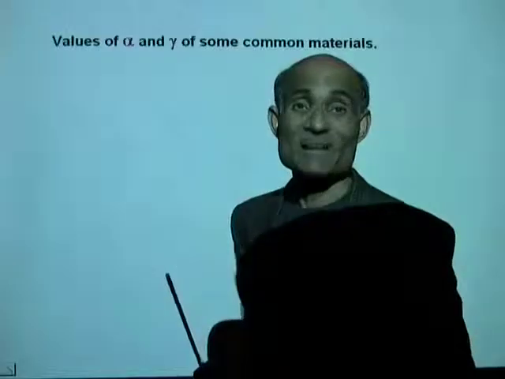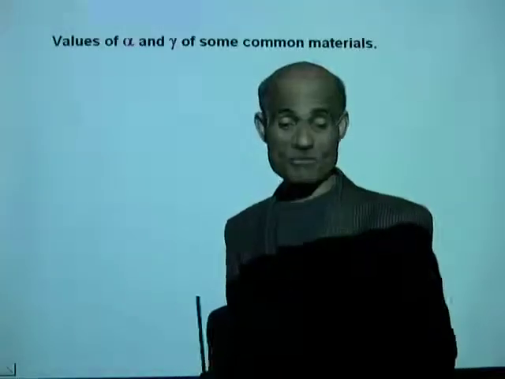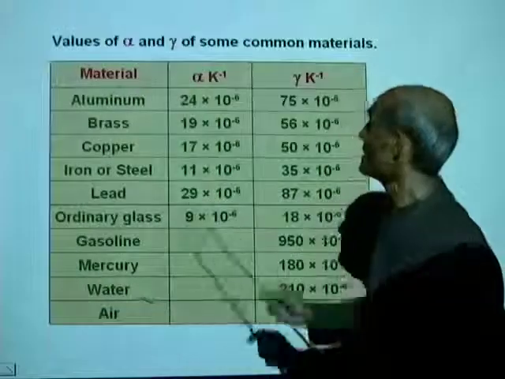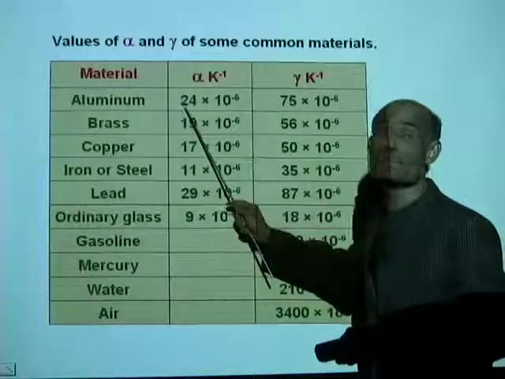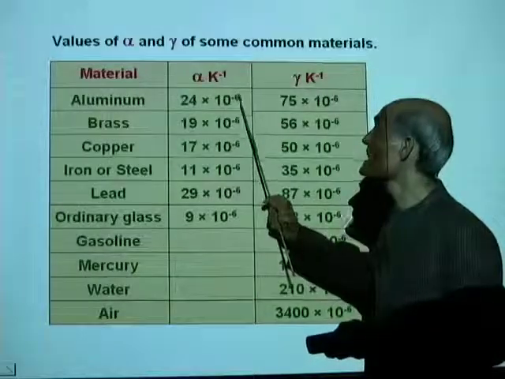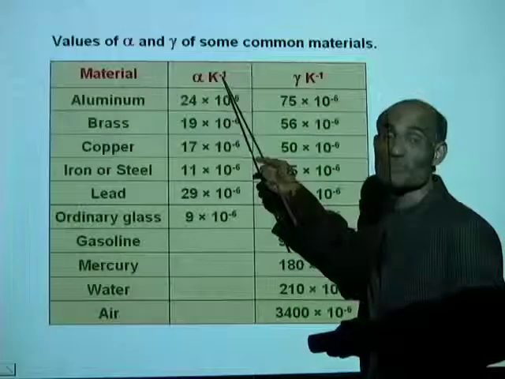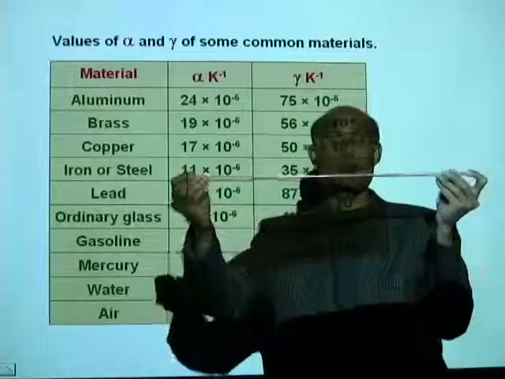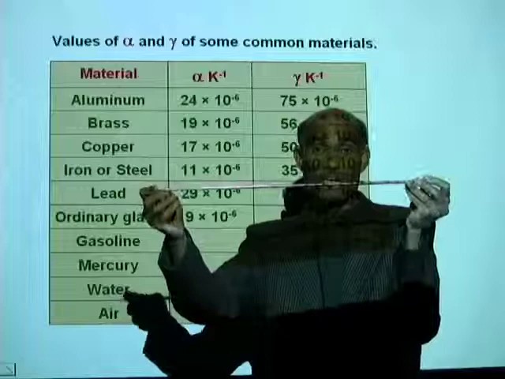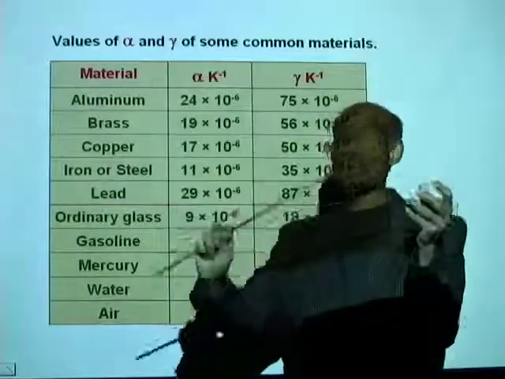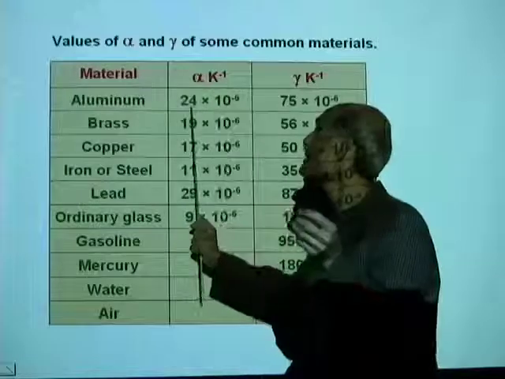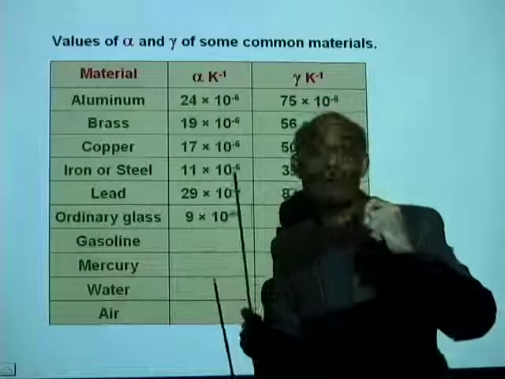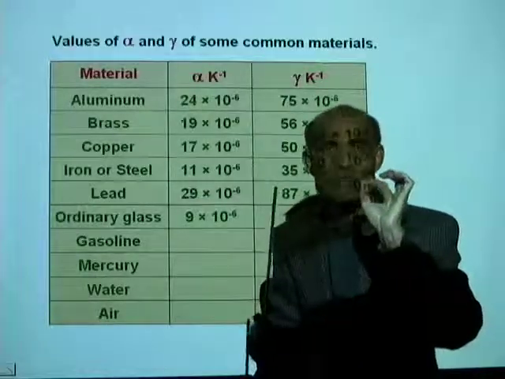Let's now look at some values of alpha and gamma for some common materials. It will be very useful for solving problems. The alpha value for aluminum is 24 times 10 to the negative 6 per Kelvin. In other words, if you take 1 meter of aluminum like what I am holding and heat it through 1 Kelvin, its increase in length will be 24 times 10 to the negative 6 meter, which is 24 micrometer. It's very small, is that right?